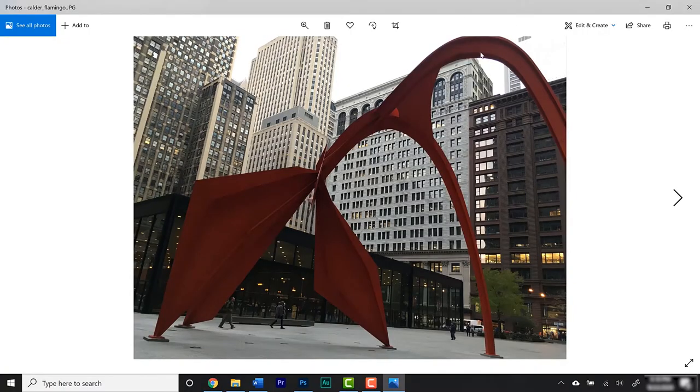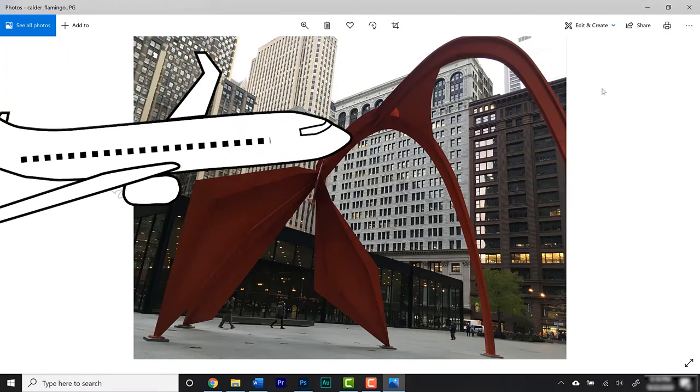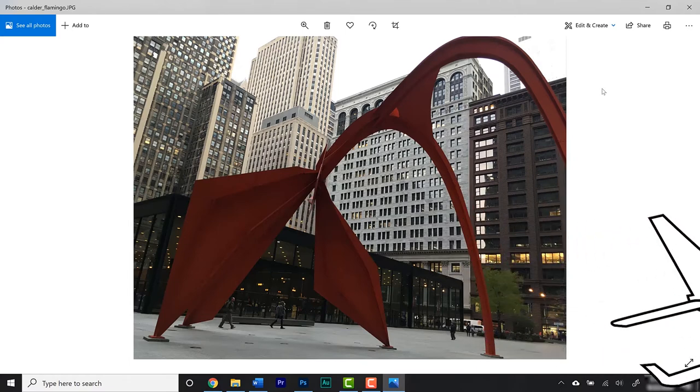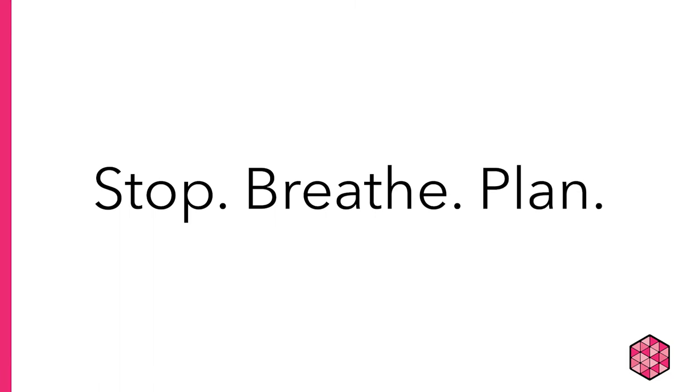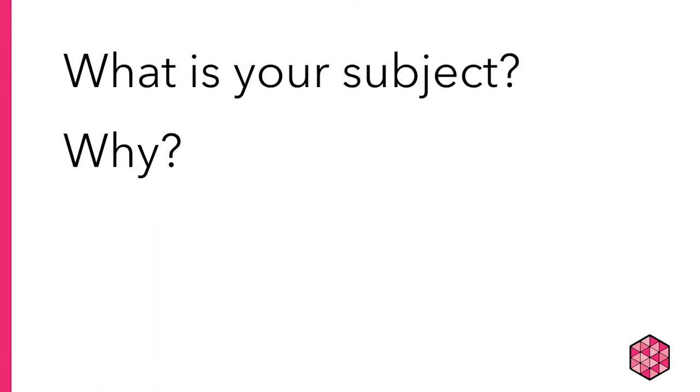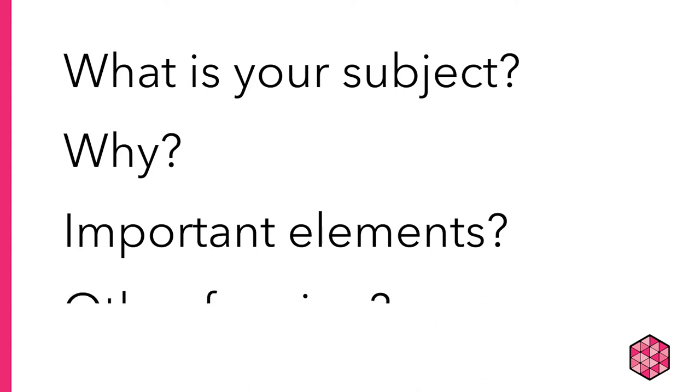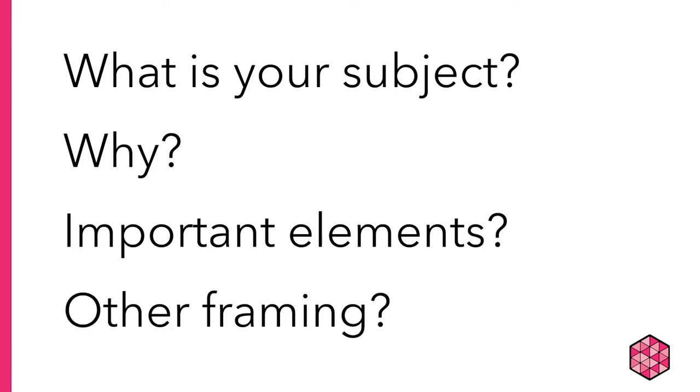There are some things you can add and fix in Photoshop and some you can't. For example, I can't see past the edges of this photo. Maybe I wish I hadn't cut off this part of the sculpture up here. Well, too bad. I'd have to fly back to Chicago to try and get another shot and fix it. So right from the start, when you're taking your photo, stop, take a deep breath, and plan your shot. What are you shooting? Why? What elements are most important? Is there another way you could frame the shot that would work better?